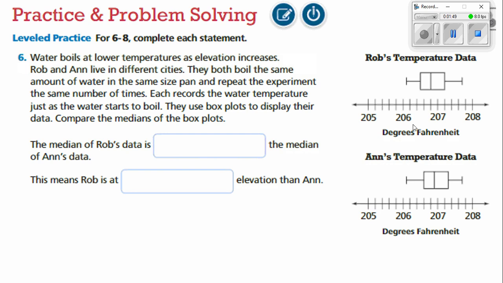So we can say that the median of Rob's data is going to be lower than the median of Ann's data, because Rob's data is sitting at a lower place. And it's about 0.1 lower Fahrenheit than the median of Ann's data. We can also say this means Rob is at blank elevation than Ann. We said that water boils lower as the elevation increases. Since this was lower, that means he must live at a higher elevation.